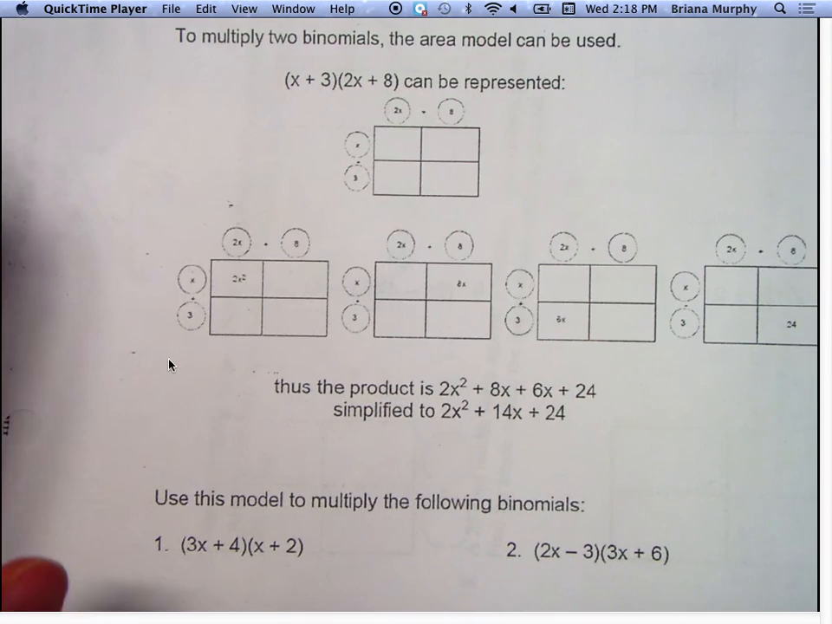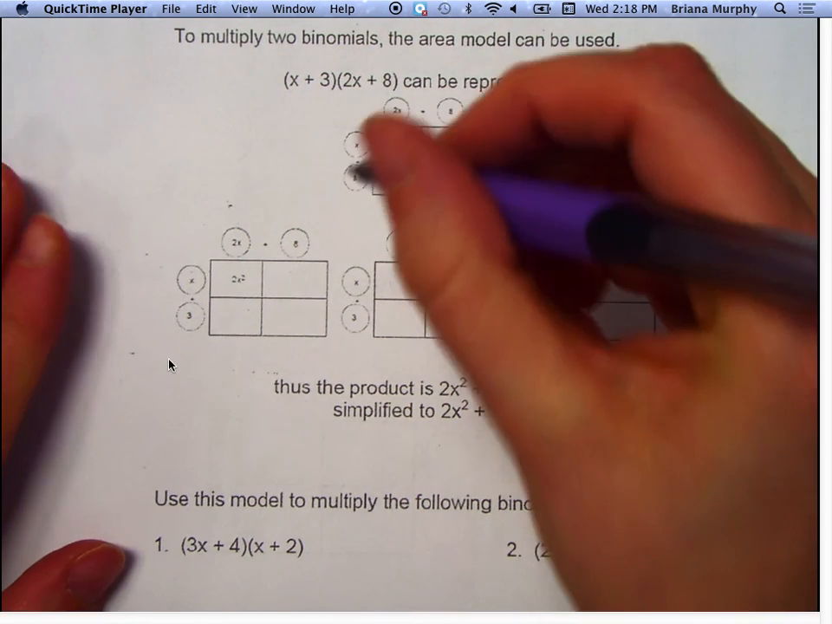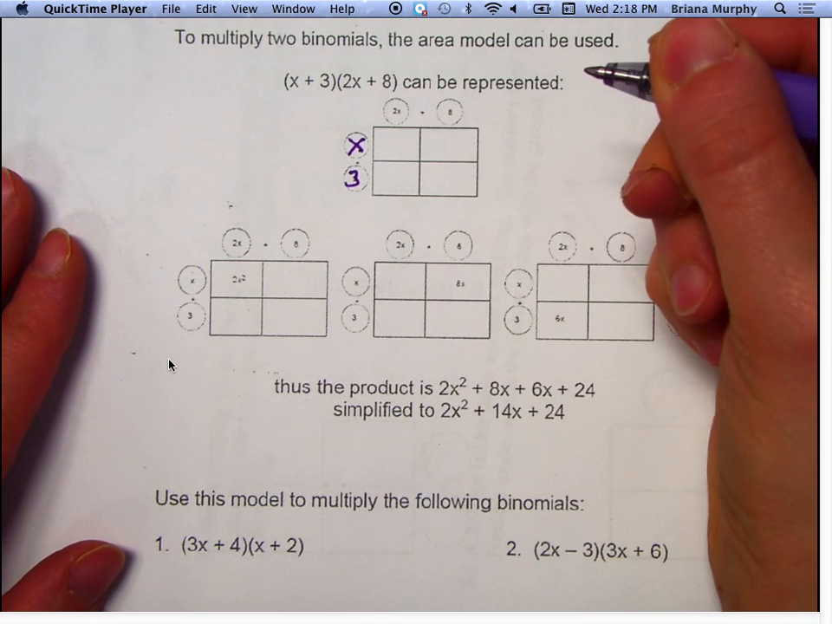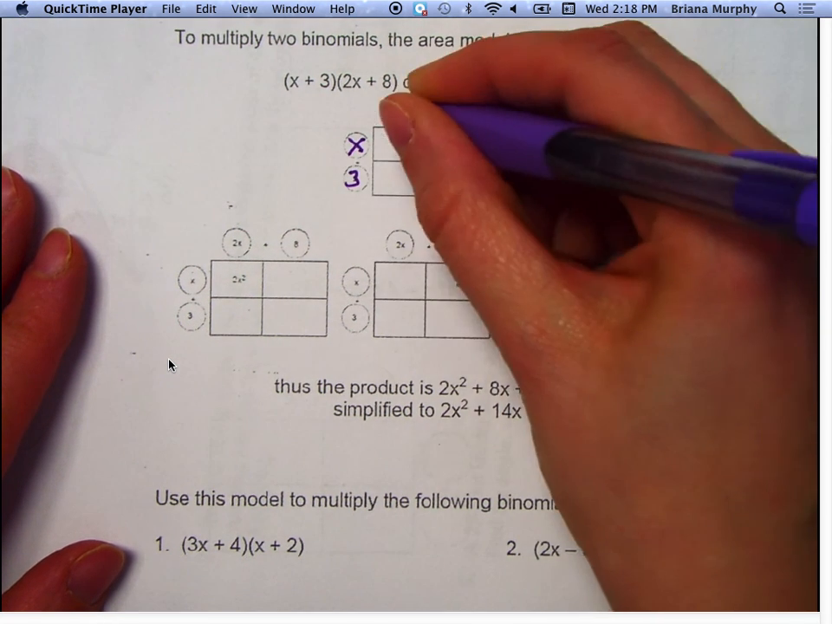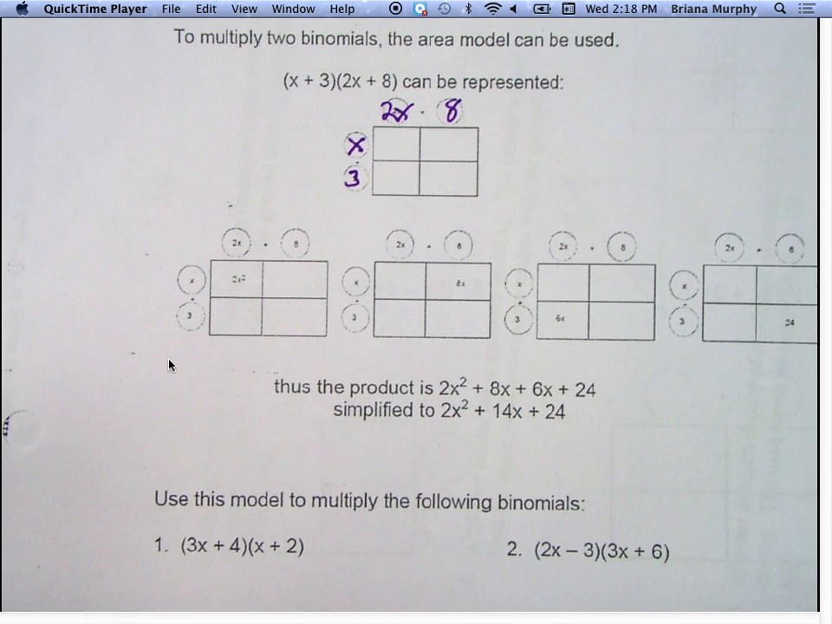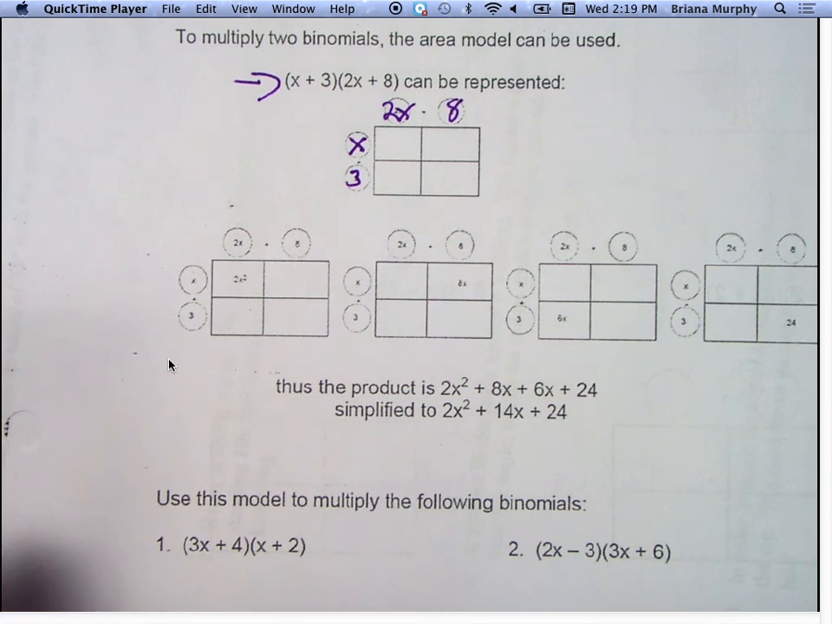Right here, you can't see it very well, it didn't print very well, but we're taking x plus 3 times 2x plus 8. So we've got x and a positive 3 in this bubble. We've got 2x and an 8 in this bubble. When we do this, we have to multiply kind of like you're doing a Punnett square. Where did those numbers go? Right here, this problem right here. Oh, I'm on the wrong page.